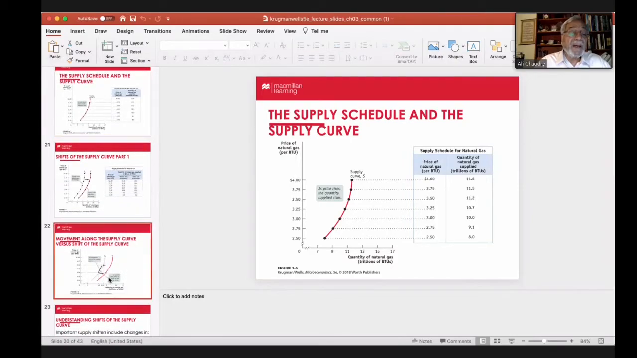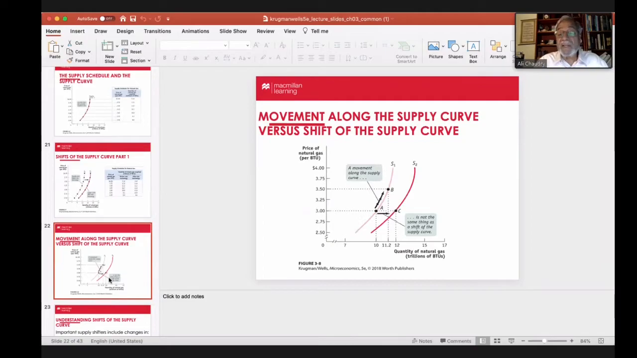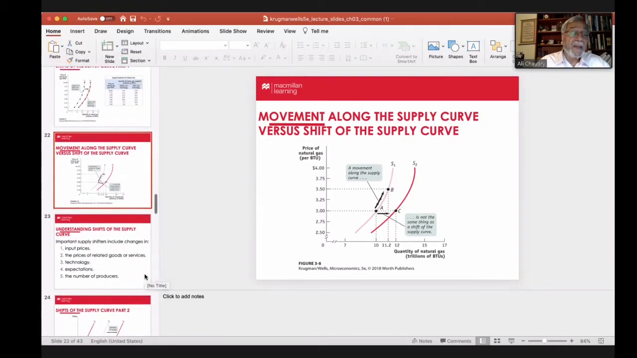Same thing, the distinction between a shift in the supply curve and a movement along the supply curve. A shift represents an increase in the supply, a shift to the right, that is, and a movement along the curve simply shows movement along the same curve when prices change. Okay?